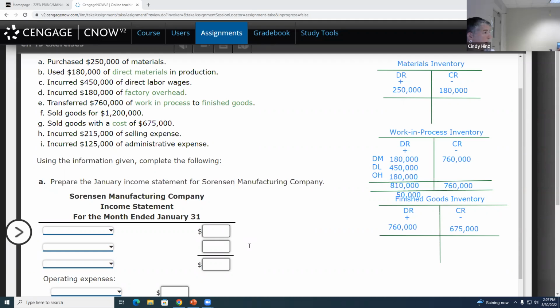Is everyone okay with that? Okay. I'm going to calculate the balances for the other two. So our materials inventory looks like the balance would be 70,000. And then our finished goods inventory looks like it would be 85,000. We don't have to put in footings when there's only one number on each side.